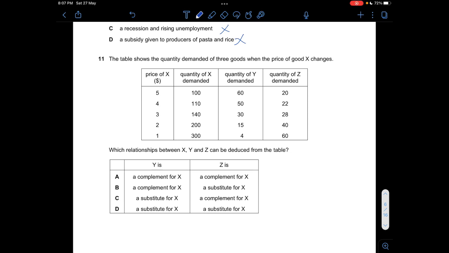So as you can see here, for quantity X demanded, every time there's a decrease in price, the quantity increases. And then for Y, the quantity decreases. For quantity Z, it increases. So Y is a substitute, so A and B are wrong. So it has to be C or D. And then X and Z are increasing at the same time, so they have to be complements. So the answer is C.